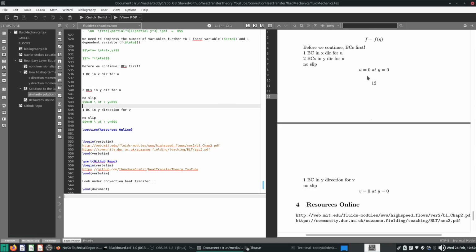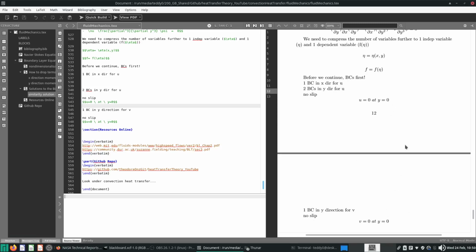We already said that the no-slip condition gives u equals 0 and v equals 0 whenever y equals 0, i.e. at the boundary layer. Of course, the other thing is that when y goes to infinity, what will you expect? You will expect u to go to u infinity, so that means that it will approach the free stream velocity as y goes towards infinity.